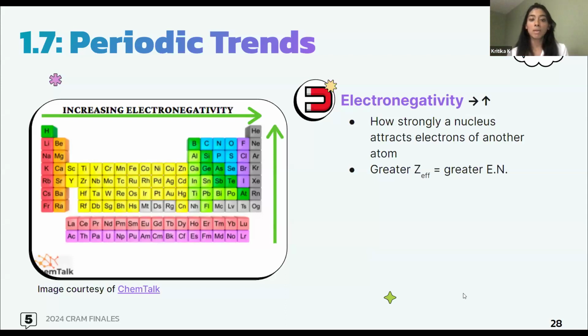A good way that I like to remember it, really handy, is knowing that the most electronegative element is fluorine. So the farther you move from it, the less electronegative you are, and the closer you are to fluorine, the more electronegative you likely will be.